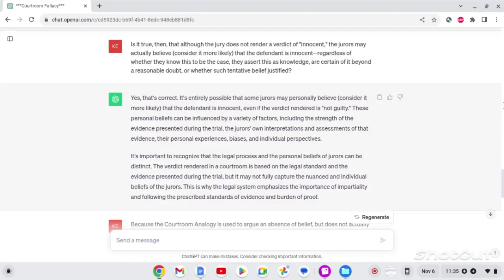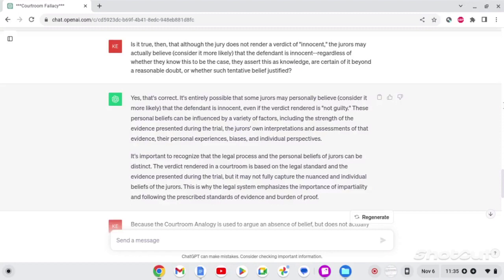And the answer is yes, that's correct. It's entirely possible that some jurors may personally believe, consider it more likely, that the defendant is innocent, even if the verdict rendered is not guilty. These personal beliefs can be influenced by a variety of factors, including the strength of the evidence presented during the trial, the jurors' own interpretations and assessments of that evidence, their personal experiences, biases, and individual perspectives. It's important to recognize that the legal process and the personal beliefs of jurors can be distinct. The verdict rendered in a courtroom is based on the legal standard and the evidence presented during the trial, but it may not fully capture the nuanced and individual beliefs of the jurors.